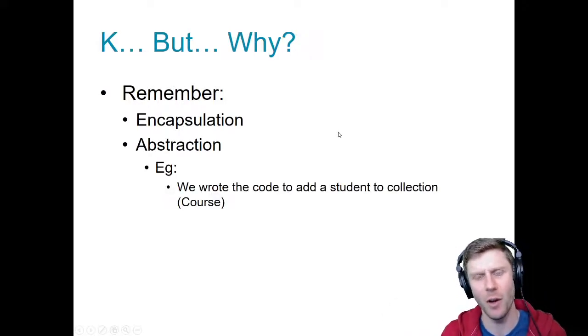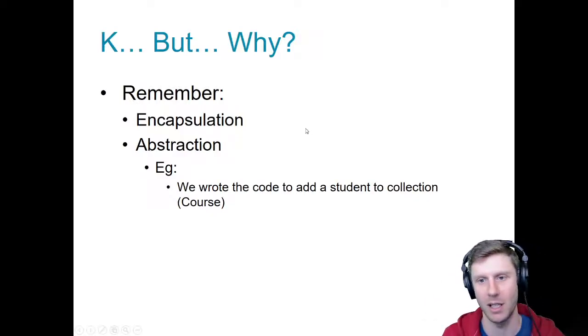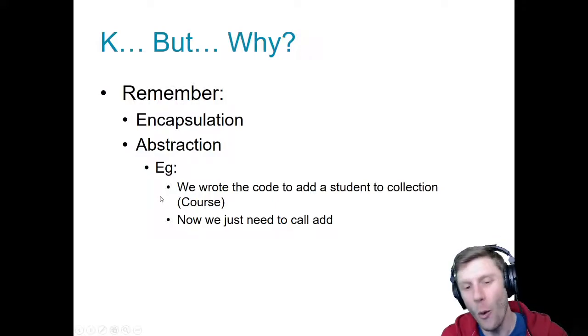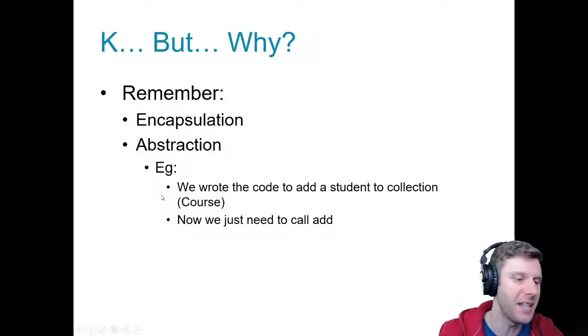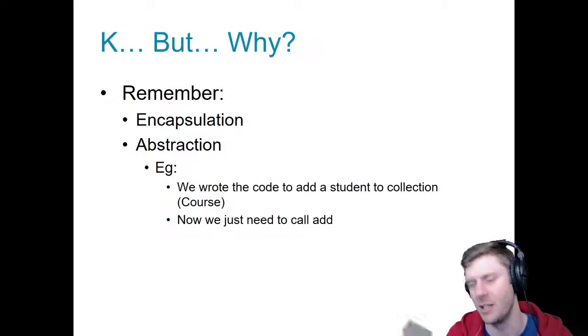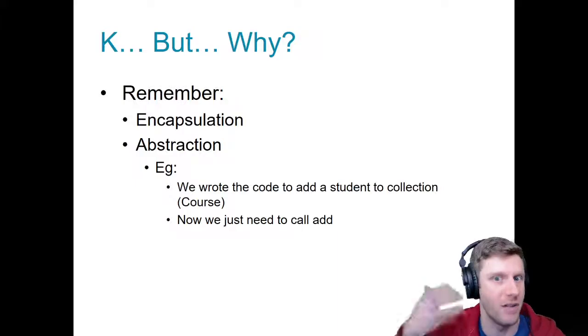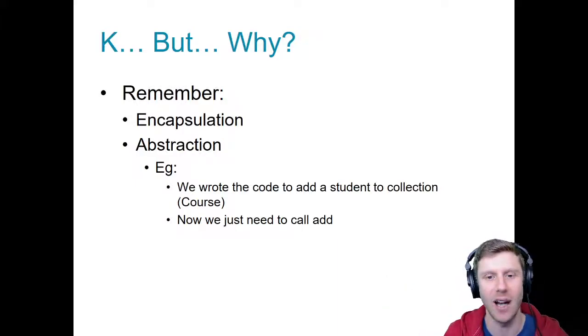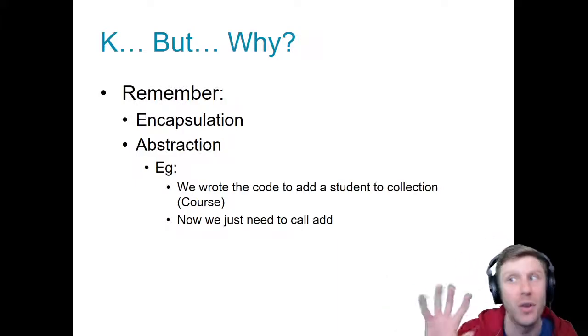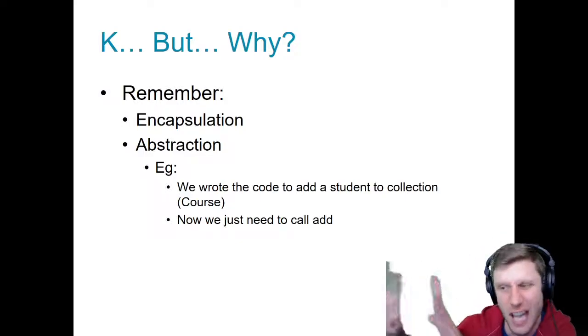And we wrote the code to add a student to a collection, right? Now, all we have to do is just call add. And you might be saying, yeah, but that's just a function. I know we wrote functions for abstraction and encapsulation. You're right, but objects are kind of like a super version of that idea, where all those ideas are now encapsulated within the course object. Why? Well, it makes sense to group all the course-type stuff together in that one object.